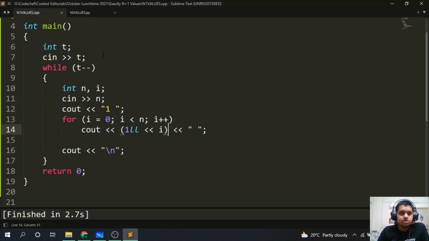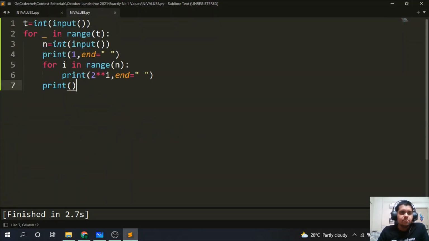So now let's switch to the Python implementation. For Python, we again do the same thing. We take input t, the number of test cases, then in the range t, we take input n, which is the number given to us. Again, we first print the single one over here, and now we will again print the powers of 2 for every value of i from 0 to n minus 1. So print 2 to the power i and end with a space. And lastly, we'll print an empty line over here so as to switch to the next test case. Okay. So this is the Python implementation.